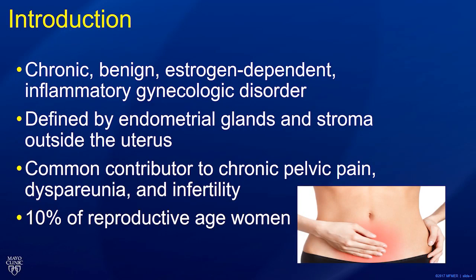So what is endometriosis? Well, it's a chronic, benign, estrogen-dependent inflammatory gynecologic disorder. It's defined by endometrial glands and stroma outside the uterus and is a common contributor to chronic pelvic pain, dyspareunia, and infertility. It affects approximately 10% of reproductive age women, but can also be seen in the postmenopausal population who are on hormone supplements or who have pre-existing endometriomas which make their own endogenous hormones.